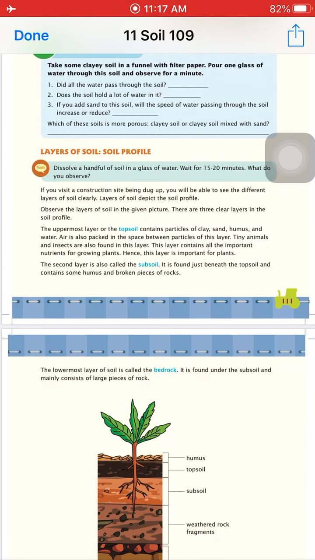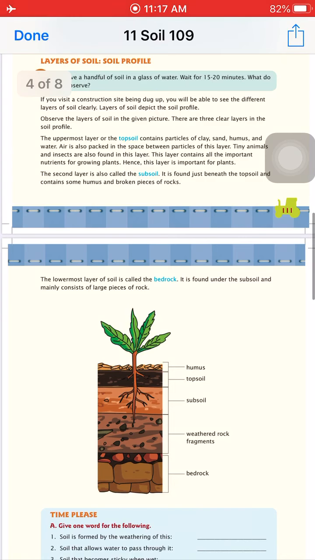Okay, next we discuss about layers of soil. Okay, means soil profile. Here you can see a picture. It tells about the different types of layers. First is humus, topsoil, subsoil, weathering rocks, fragmentation and bedrock. But here we discuss the three types of layers that is important for us. First is topsoil, subsoil and bedrock.